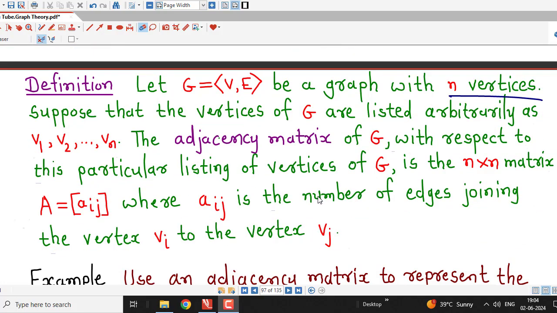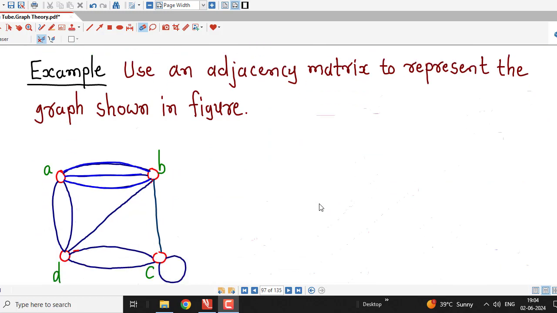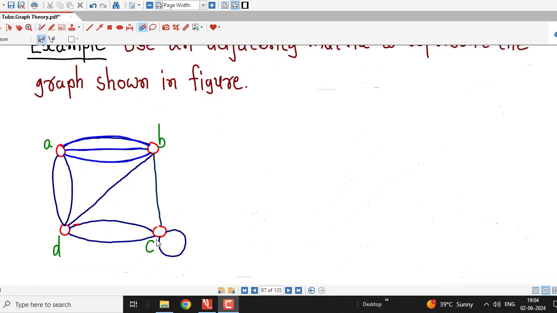To understand the definition of adjacency matrix, first we consider this example. Use an adjacency matrix to represent the graph shown in this figure. Whenever we want to write down the adjacency matrix for a given graph, first we have to determine the number of vertices of the graph. Here we can see that there are 4 vertices, A, B, C and D, in the given graph.